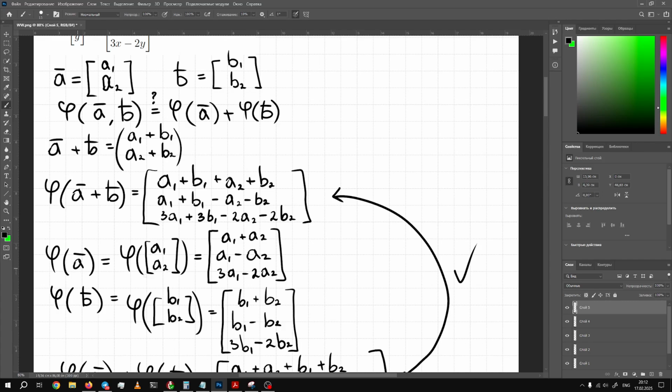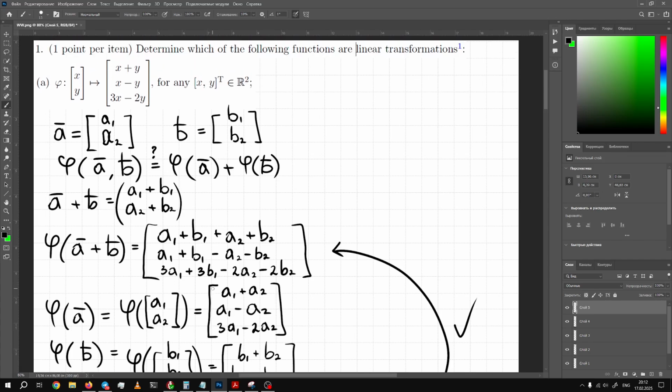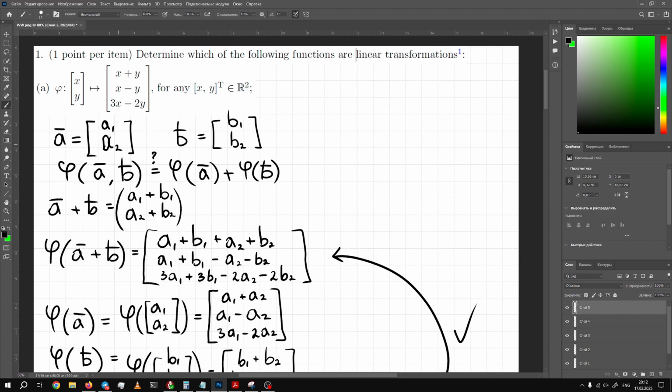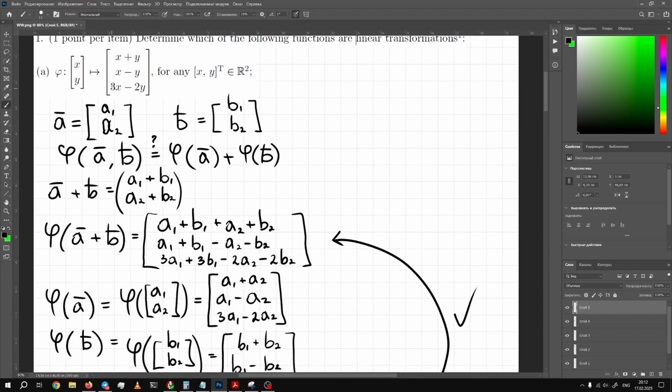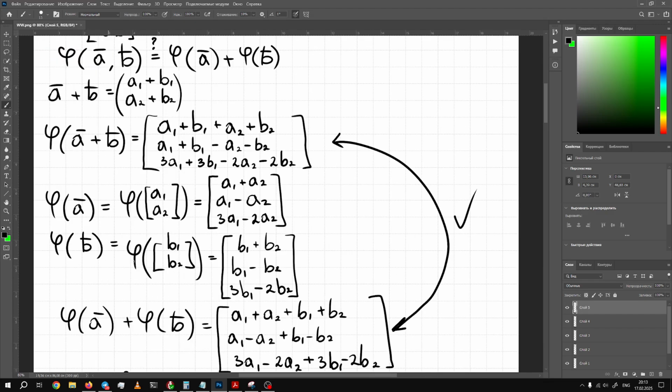Phi of vector A is equal to A1, A2, and one more time we apply this, that a1 is equal to x, a2 is equal to y, so x plus y is equal to a1 plus a2, and x minus y is equal to a1 minus a2, and 3x minus 2y is 3a1 minus 2a2. Okay, so we do the same operation with b.